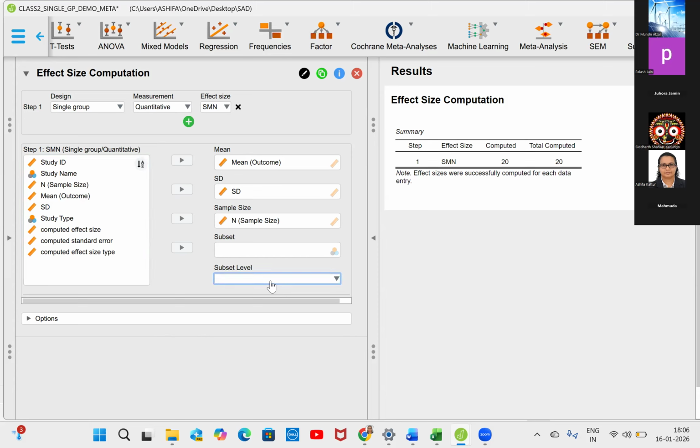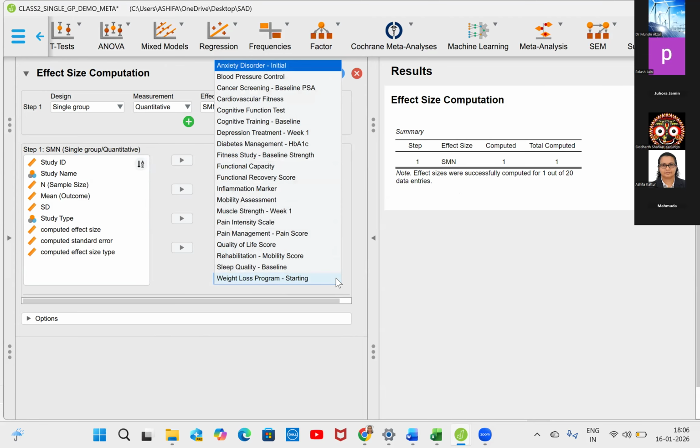Okay, subset, go to the subset. Subset, study name, click the study name. Go to the subset, study name. It's done now, right? Now, anxiety disorder, initial subset, go to the subset level. Click this one. So here there are so many things that we can calculate from this study, because these studies depend on blood pressure, anxiety, cancer screening.